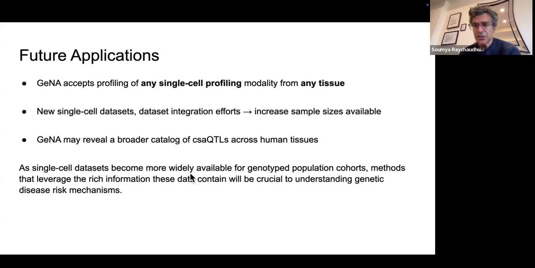So this method is published. It's in Nature Genetics earlier this year. We are able to actually do this work with any single cell profiling modality, any tissue. New single cell data sets, data integration will hopefully increase our power and sample size. And GeNA may reveal a broader catalog of csaQTLs across human tissues. And so we think the important thing is obviously getting more of these genotype data sets from more populations, from more diseases, and we think this method will be useful.